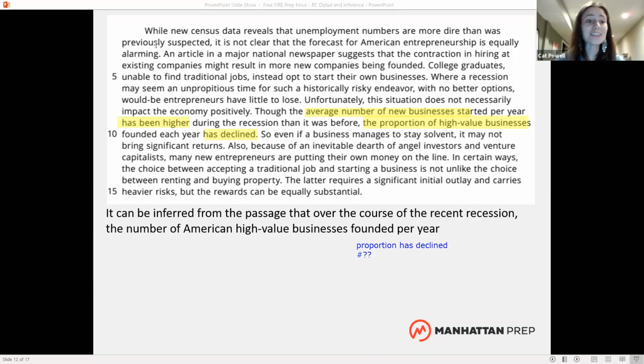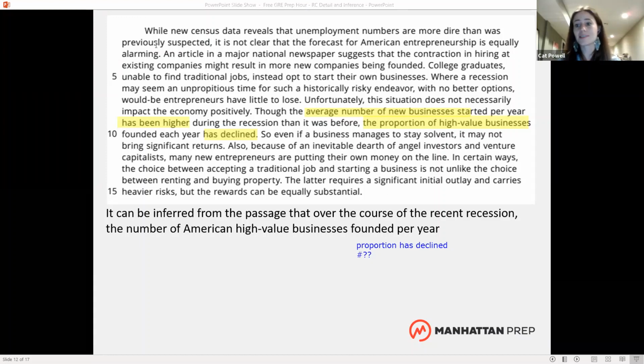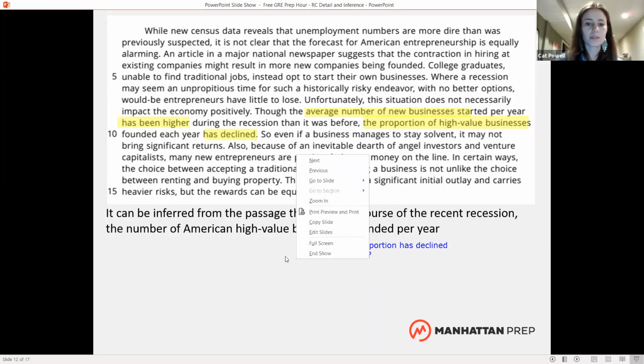So unfortunately, here's another intersection of quant and verbal. A proportion, something like a ratio or a fraction or a percent, doesn't tell us anything about absolute amount. That's the trick that shows up in quant, shows up in verbal. All right, so we've read the question. We're very clear on what the passage is saying. Now let's go to our answer choices.